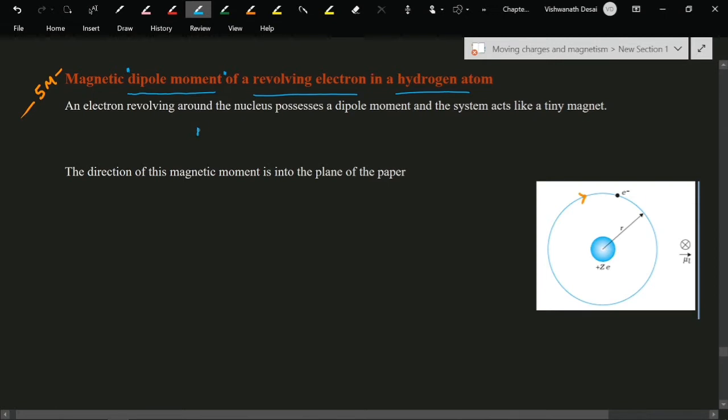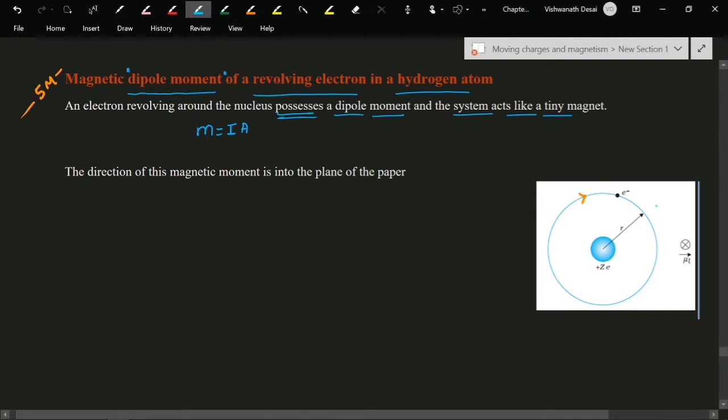We just studied M is equal to the product of current and area vector. This is called the magnetic dipole moment, right? So an electron revolving around the nucleus possesses a dipole moment, and the system acts like a tiny magnet.